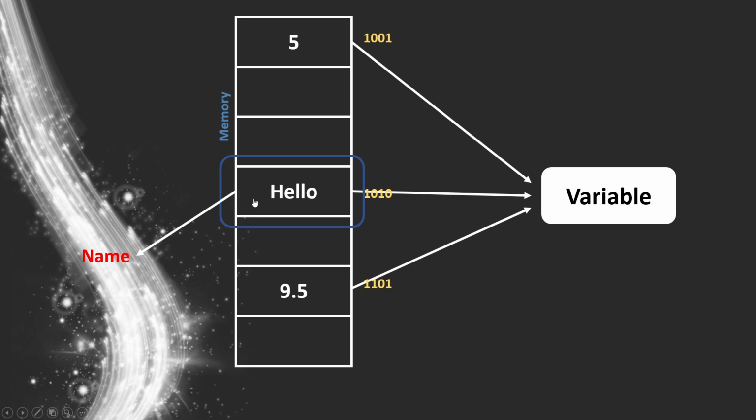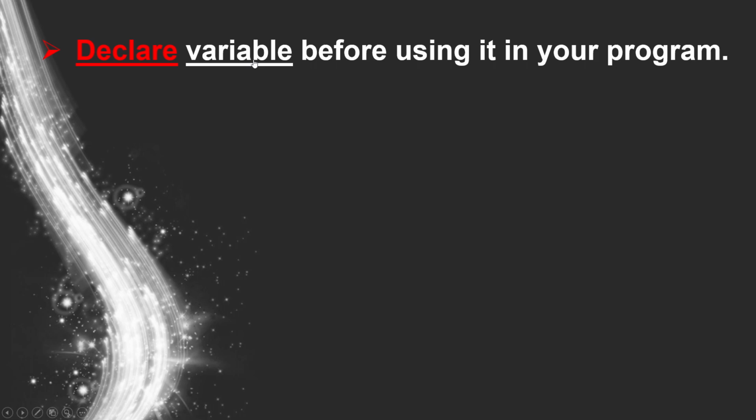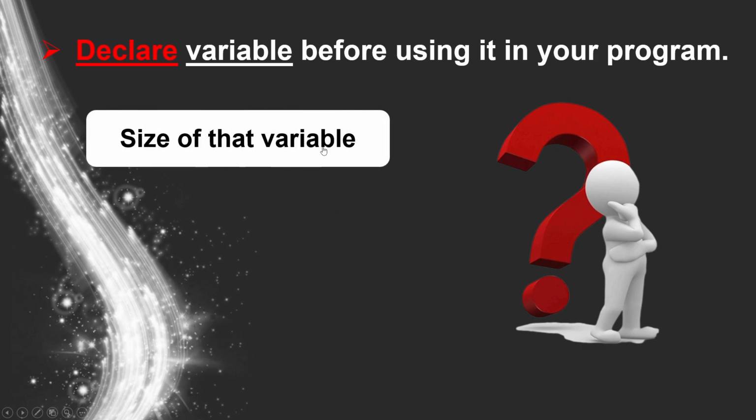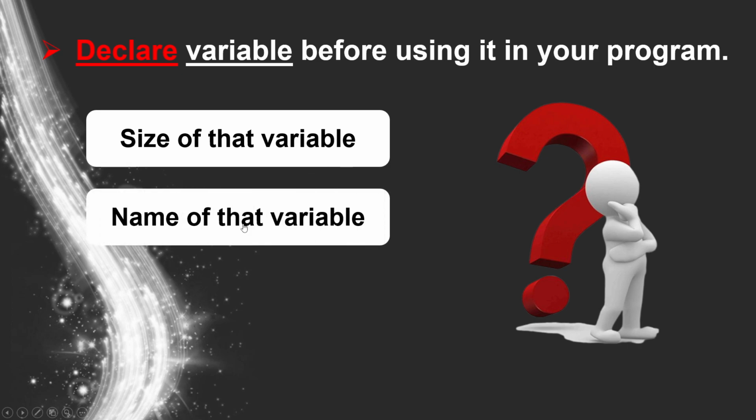But there is one more thing that you need to be sure about. You must declare a variable before using it in your program. What does declaring a variable mean? Declaring a variable simply means telling the compiler about its properties. Here, the properties are what will be the size of that variable and what will be the name of that variable. Don't worry, this is not a very difficult task. In a moment, you will see how simple it is to declare a variable.